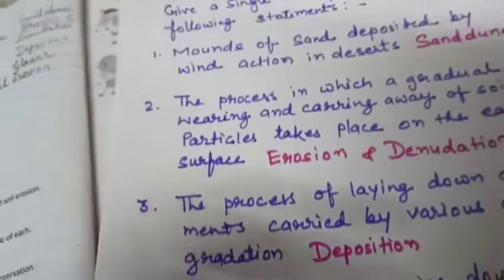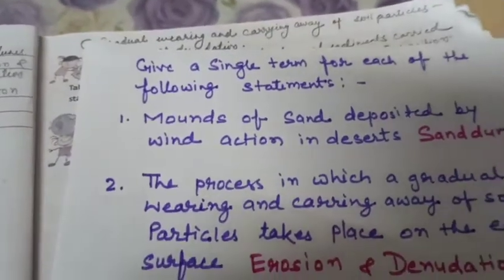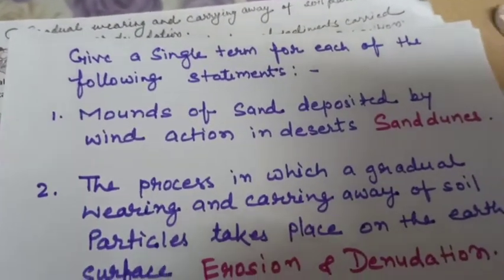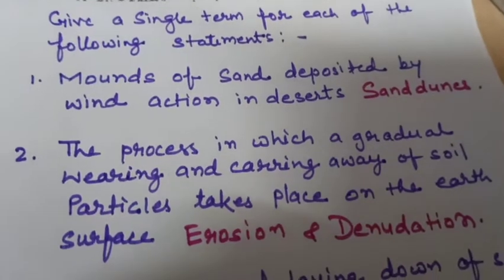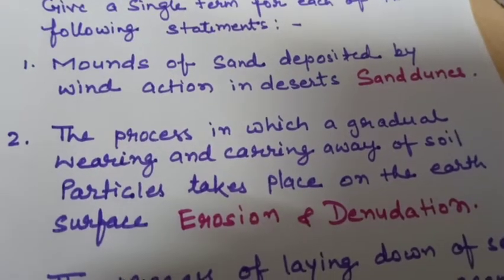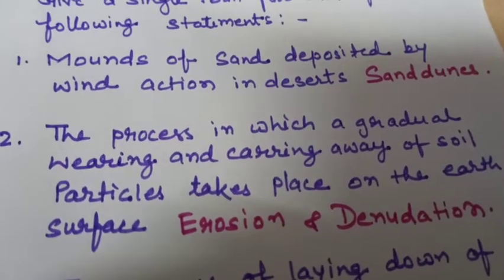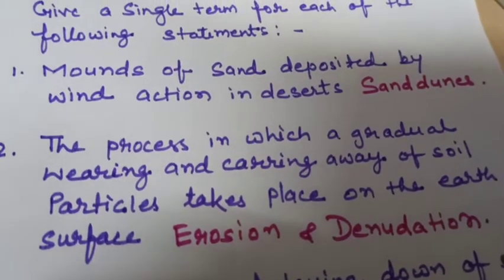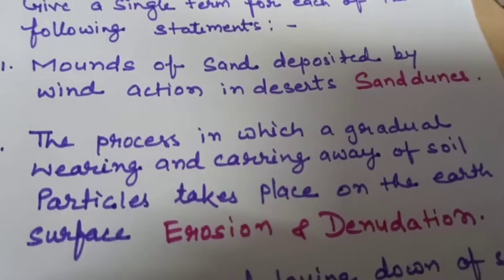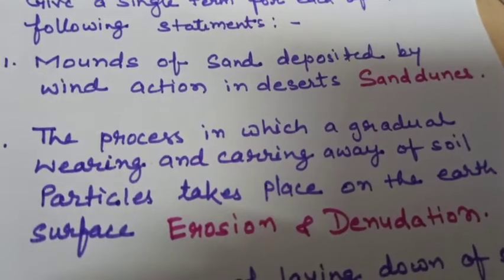Now children, let's discuss the single term for each of the following statements. So this is very important to learn. Mounds of sand deposited by wind action in desert. So this feature is made by the wind in the desert, that is called sand dunes.